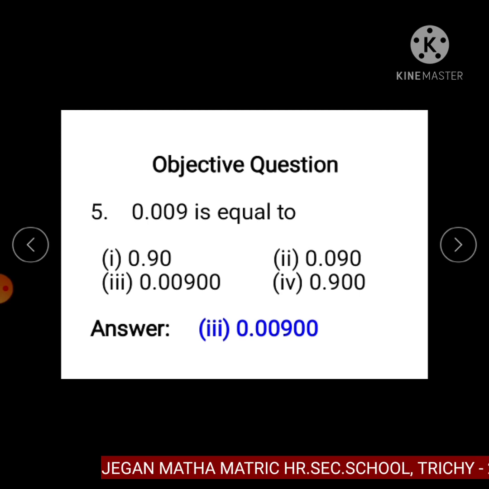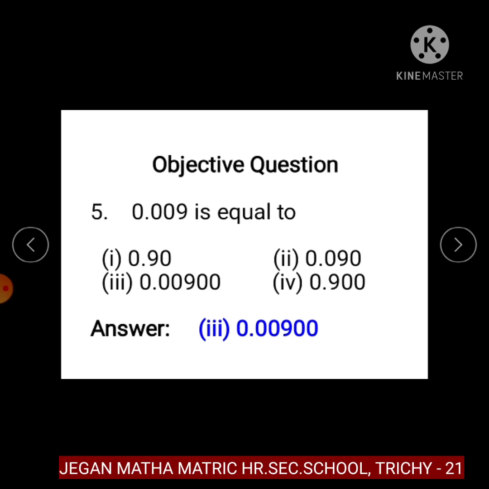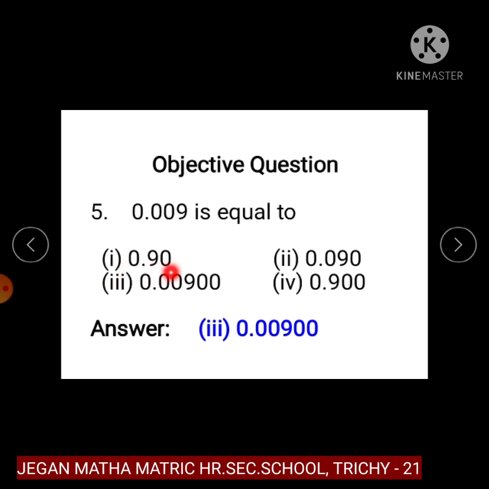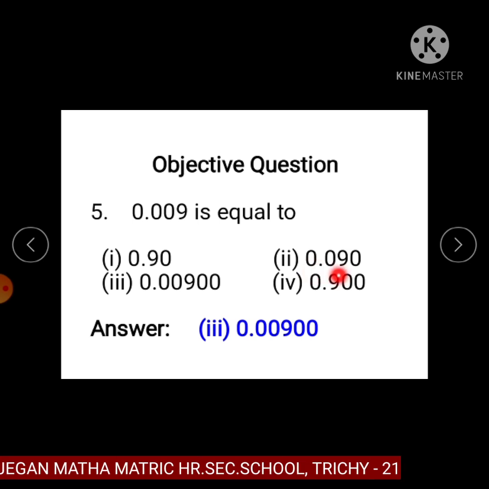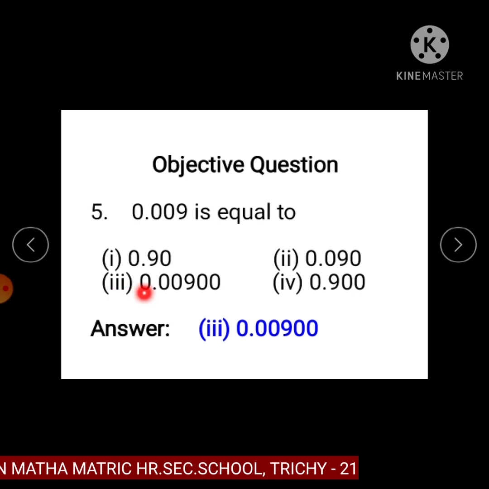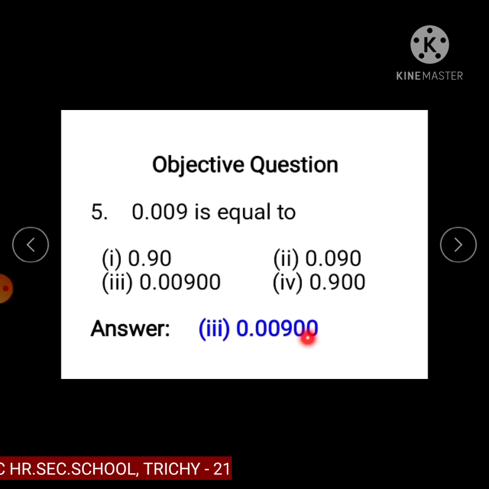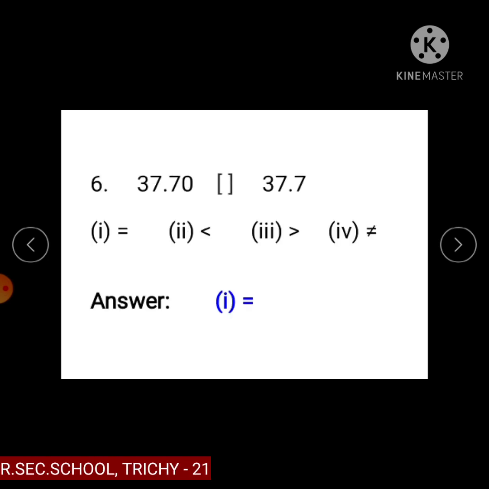Objective type questions. Question number 5. 0.009 is equal to: option 1, 0.90; option 2, 0.090; option 3, 0.00900; option 4, 0.900. The answer is option 3, 0.00900.